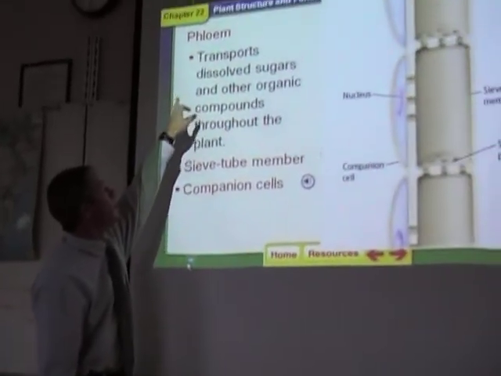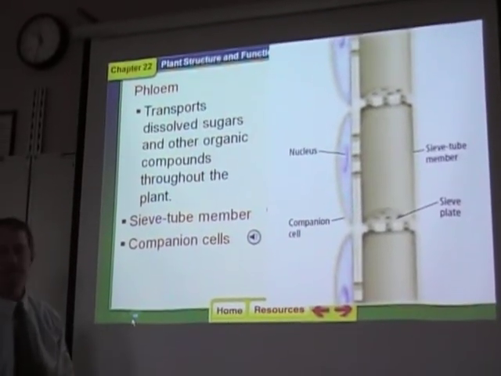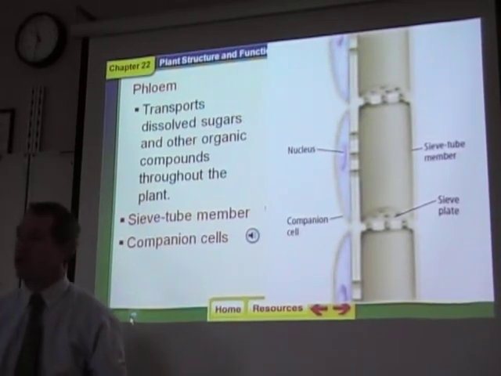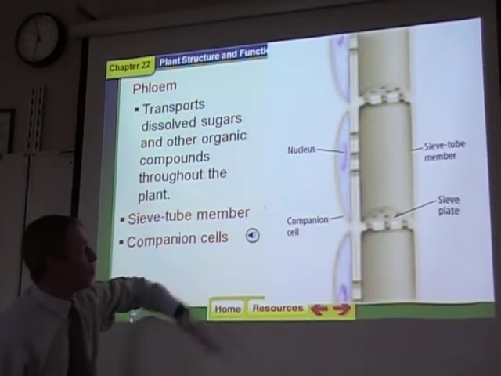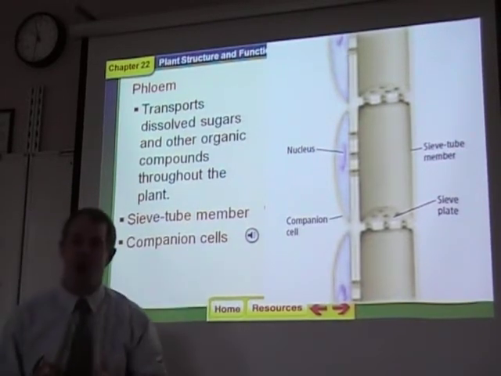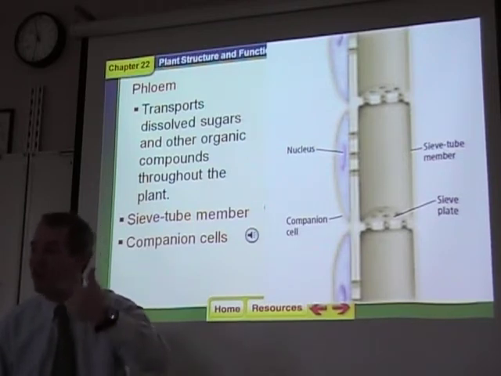So let me show you some phloem cells. These are phloem cells. Phloem transports dissolved sugars and other organic compounds throughout the plant. The sugars that are made in the leaves are moved through the plant. They're dissolved in water, so it's like sugary water. It's like Kool-Aid. Do you know there's Kool-Aid running through plants?